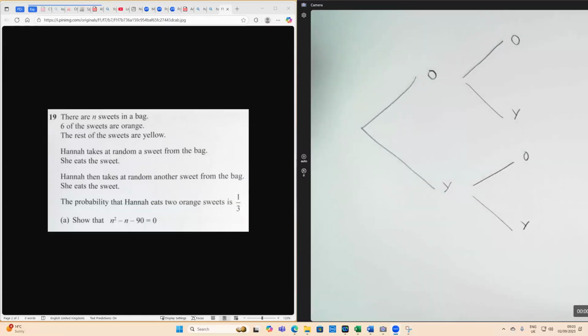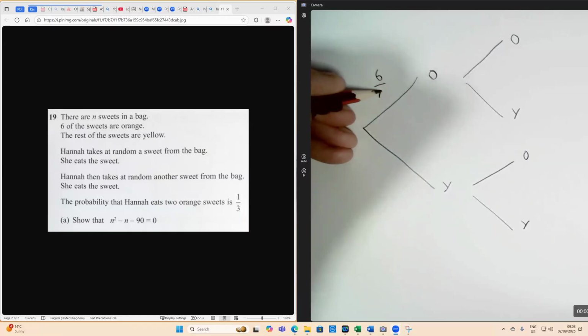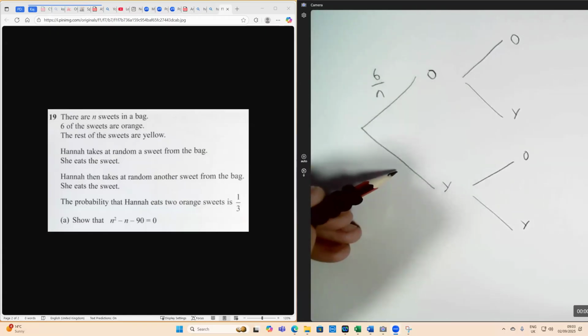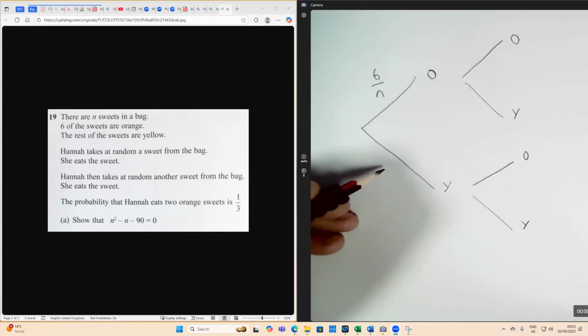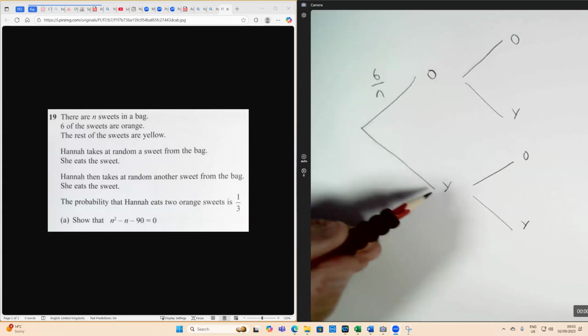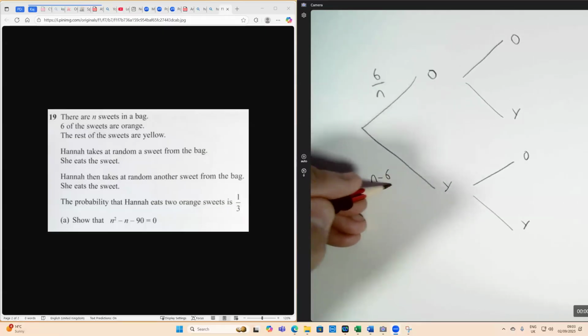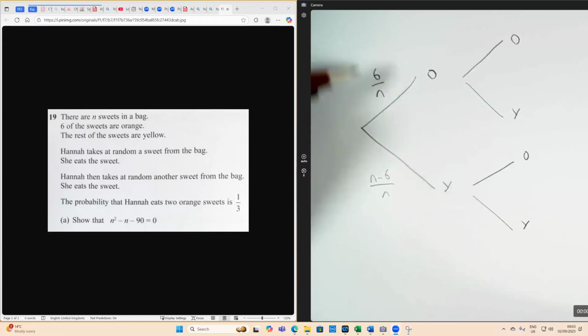So first of all, we know that there are 6 orange sweets in the bag when Hannah first reaches in to take one out. And we know that there's n sweets in the bag. So the probability that Hannah selects an orange sweet is 6 over n. Now, we don't need to know all these other branches, but I'm just going to show you how you would fill them in because there are exam questions where you do need to know this. So the probability of Hannah selecting a yellow sweet would be n take away 6 over n. That would be the probability of a yellow sweet because there's n sweets in the bag, 6 of them are orange, so therefore it must be n take away 6 that are yellow. So that's how you would do the first branch.